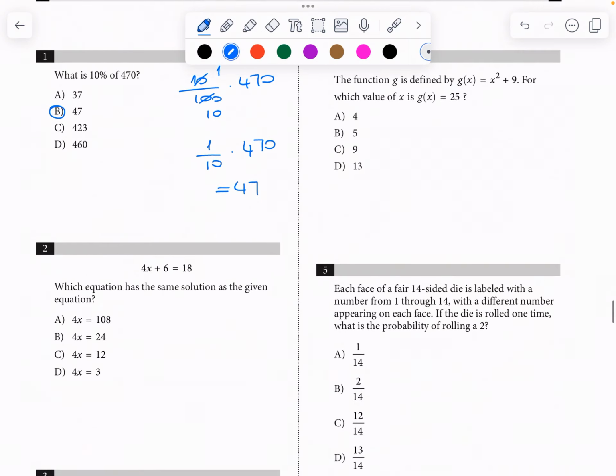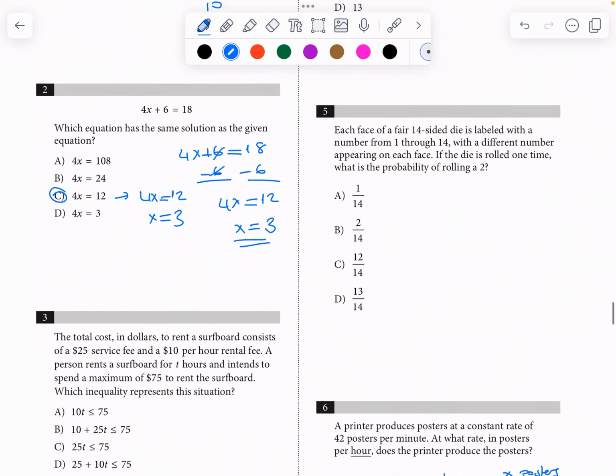Next question. Which equation has the same solution as the given equation? So let us find our solution first of all. 4x plus 6 is equal to 18. First, we subtract 6 from both sides. So 4x is equal to 12, and x is equal to 3. Okay, so if you check, guys, answer choice C, 4x is equal to 12, x is equal to 3, it has the same solution. Okay, so answer choice C is the correct answer.